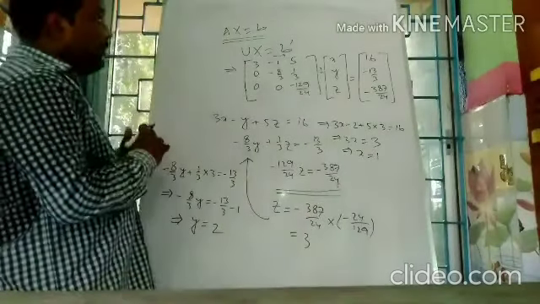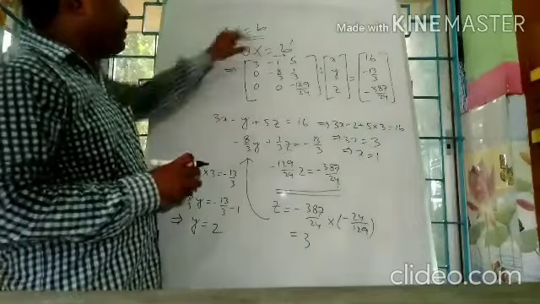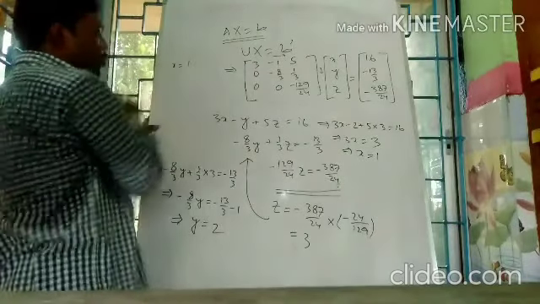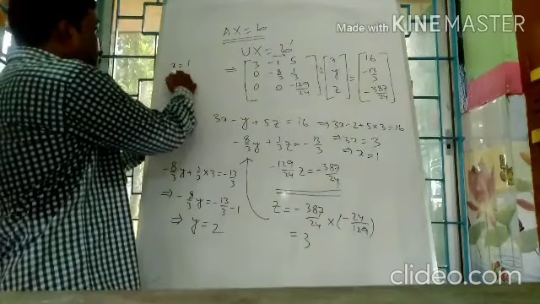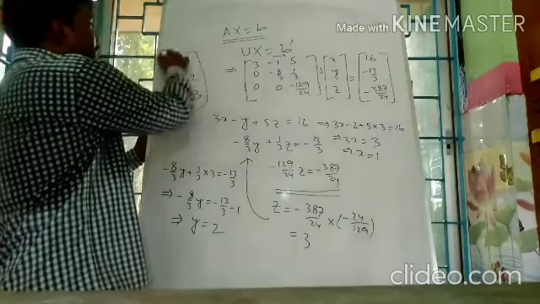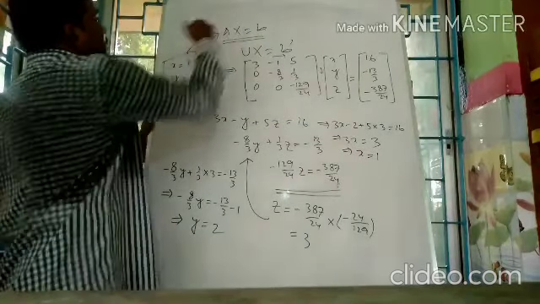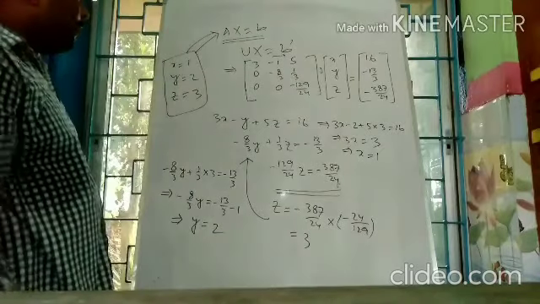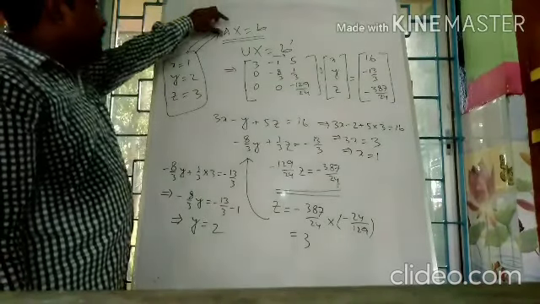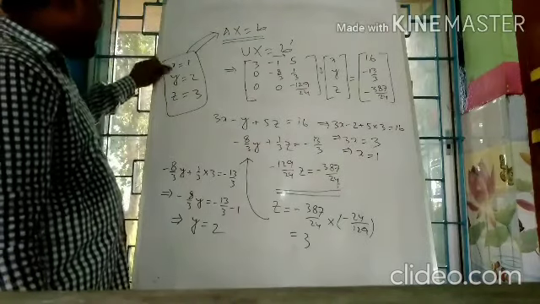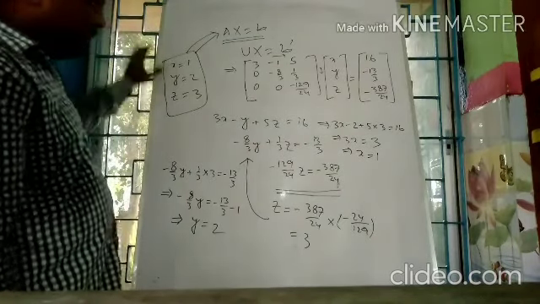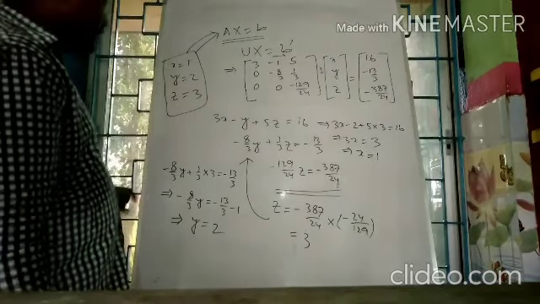So the solution of this system of equations Ux = B dashed is x equals 1, y equals 2 and z equals 3. Okay. So the solution of the given system of equations is x equals 1, y equals 2, z equals 3. This is by the Gauss elimination method.